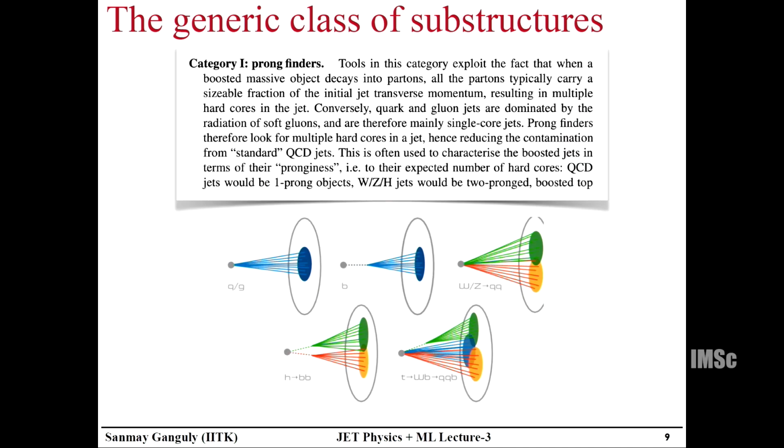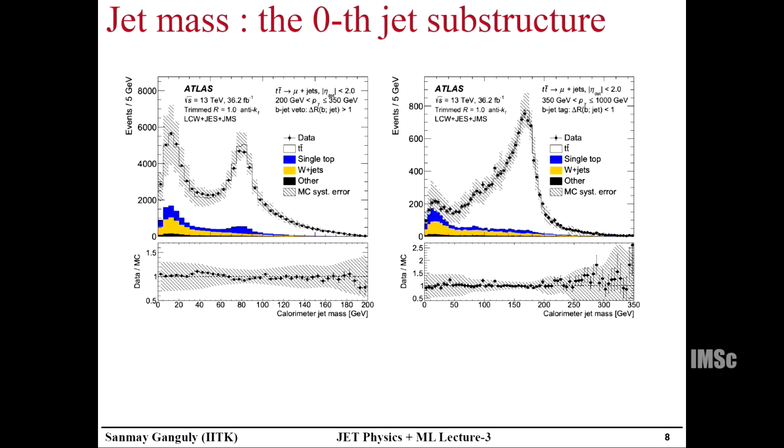Yeah. Which one? The previous one. This plot. Previous plot, yeah. Here you do not consider any heavy particle decay. Top is a heavy particle, the heaviest particle we know of. When you say the zeroth jet substructure, you do not consider any heavy particle decay? No, sorry, I didn't get your question. So zeroth jet substructure means there is no substructure.